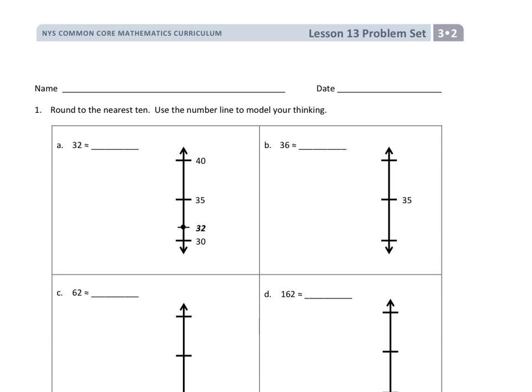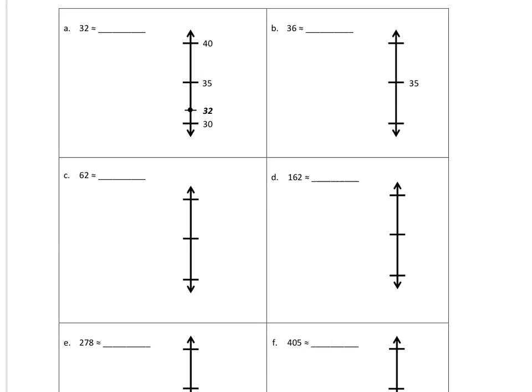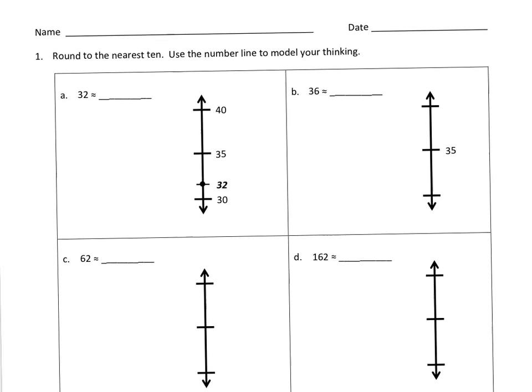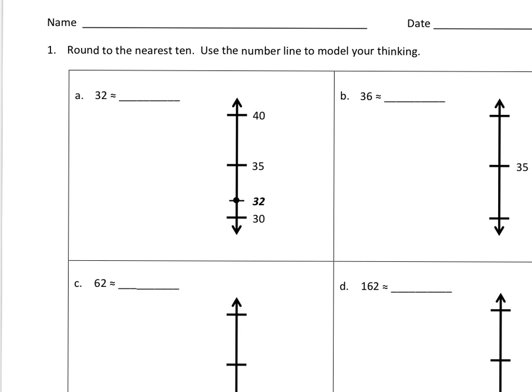Lesson 13 is all about rounding. We are going to practice rounding 2- and 3-digit numbers to the nearest 10 on the vertical number line. Number 1 says to round to the nearest 10, and we're going to use the number line to model our thinking. You're going to notice as we go through these problems that more and more information is provided to us and then taken away as we go.